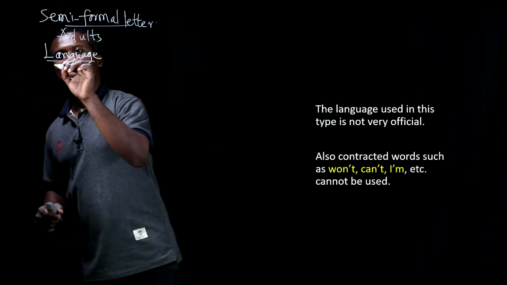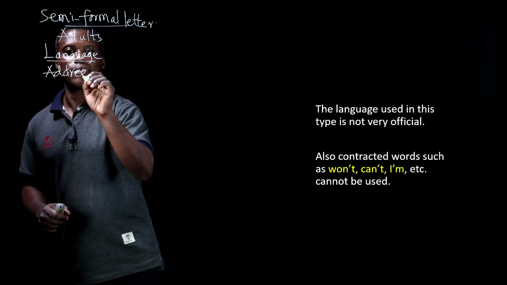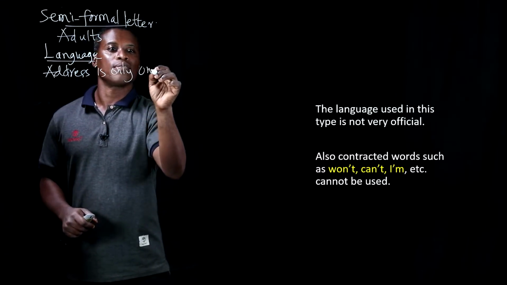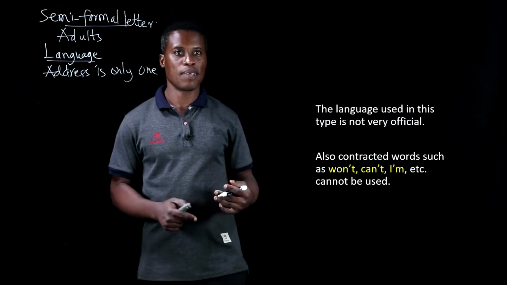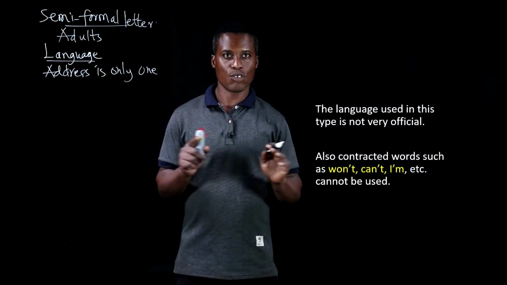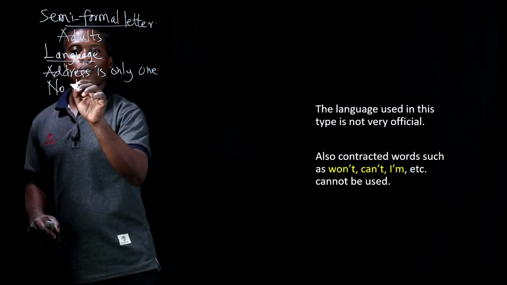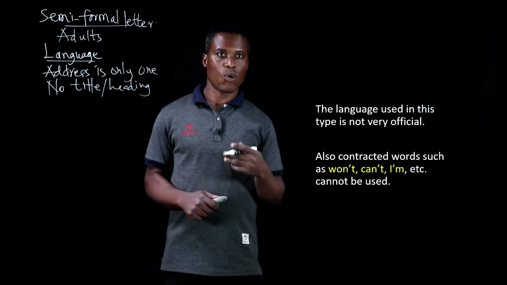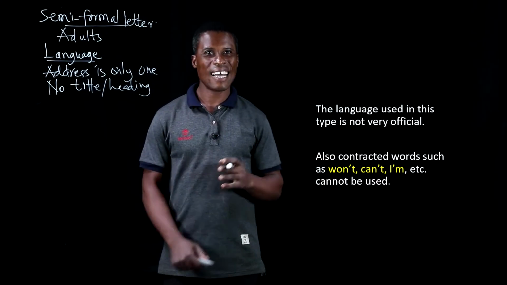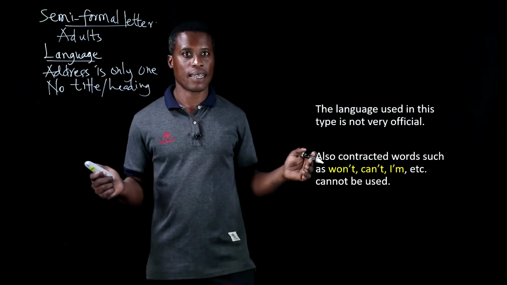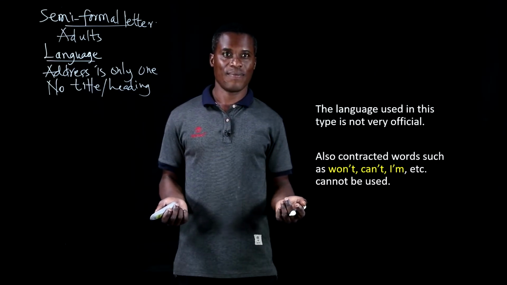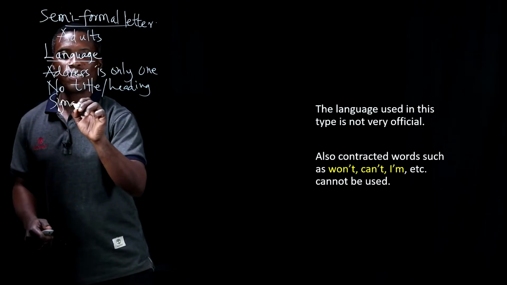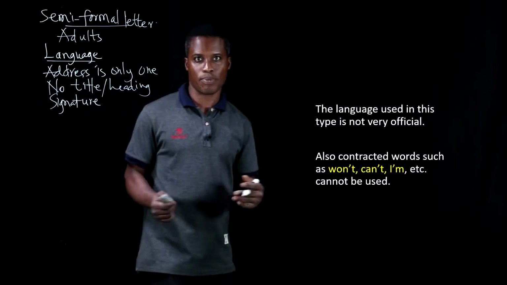Also, the address is only one. Then the next thing that can be identified is that there is no title. No title or heading. Also, contracted words such as won't, can't, etc. cannot be used. And also there's no need for a signature as a subscription.